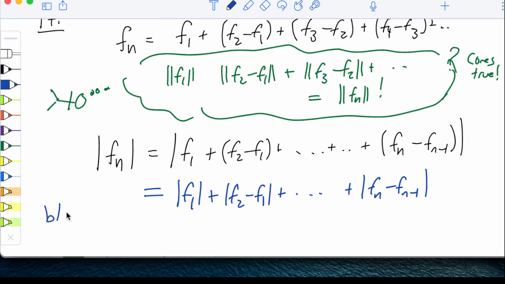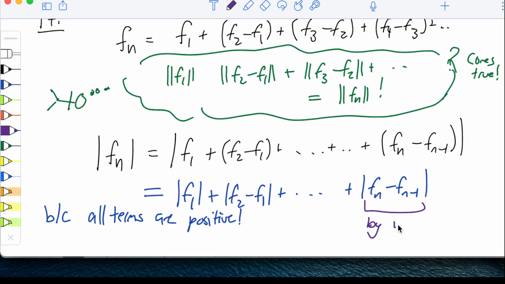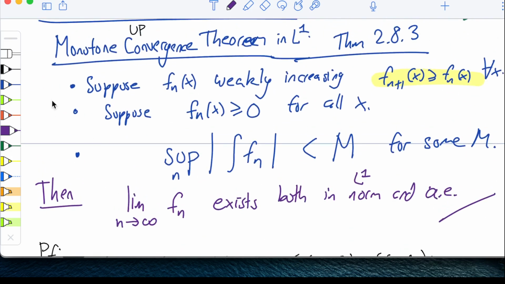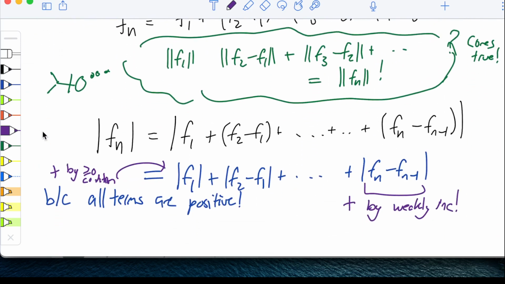So because all terms are positive, these terms are positive by weakly increasing. This is positive by weakly increasing, and f1 is positive by the greater than or equal to 0 condition. So the two conditions we put on the thing, that they're weakly increasing and that they're greater than or equal to 0, just mean every single term is positive. Yeah.